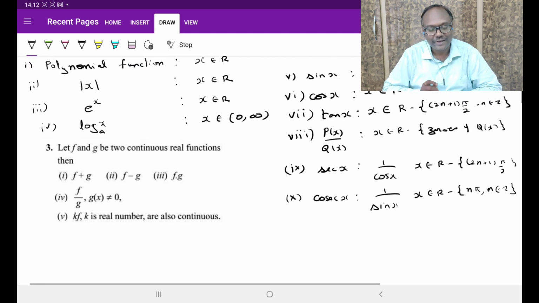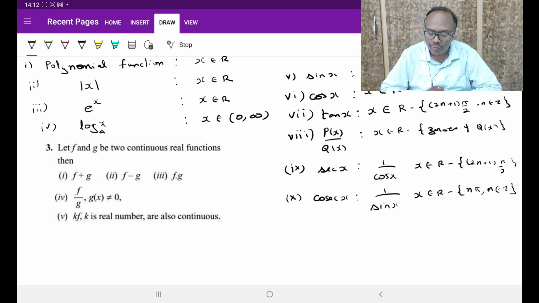Now coming to the third point, let f and g be two continuous real functions, then f plus g is continuous, f minus g is continuous, fg is continuous, f by g is continuous, and k into f, where k is a real number, is also a continuous function. So f plus g is called the sum function, f minus g is the difference function, f into g is the product function, f by g is the quotient function, and all these functions are continuous.